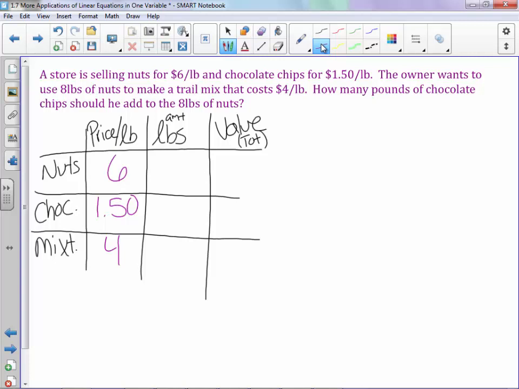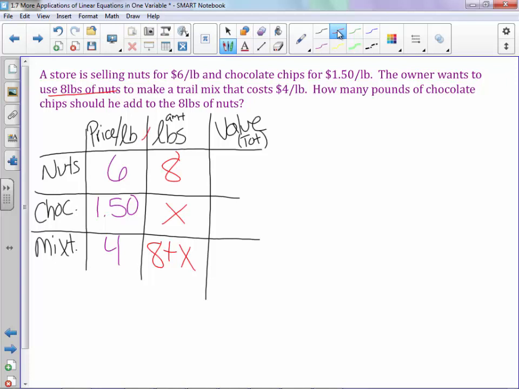Now let's look at the amount of all of them. We want to use 8 pounds of nuts, so we've got 8 pounds. And we are asking how many pounds of chocolate chips, so that's what we don't know. But we're mixing these two together to get our trail mix. So our mix is just going to be how much nuts we put in plus how much chocolate chips we put in. So it's just adding them together.